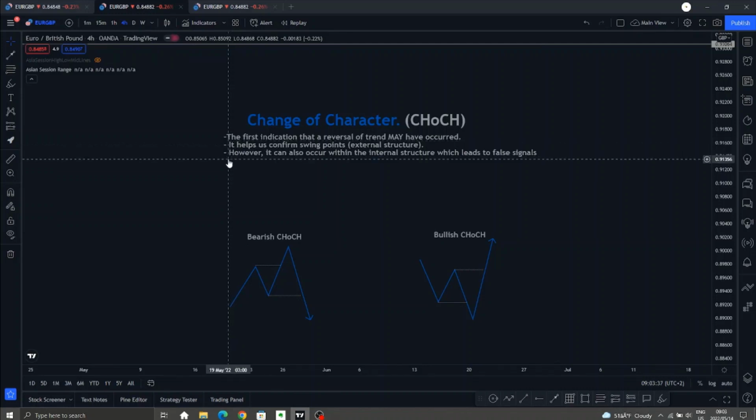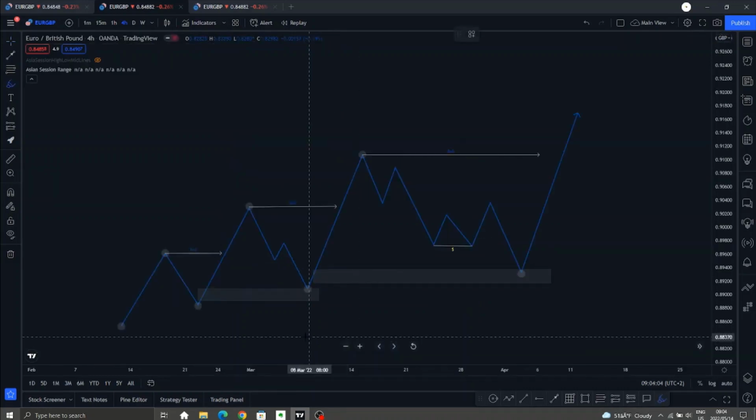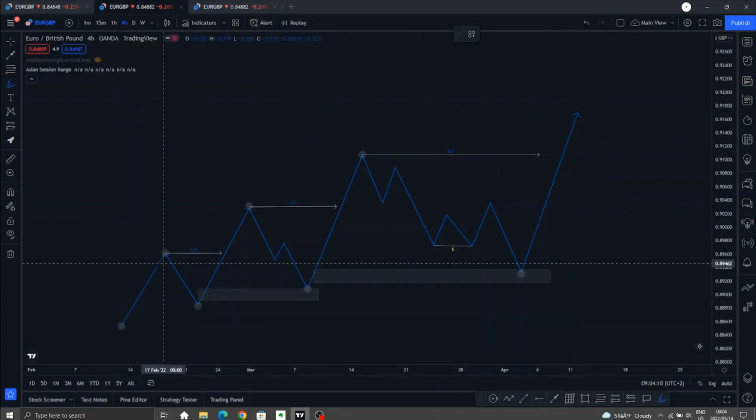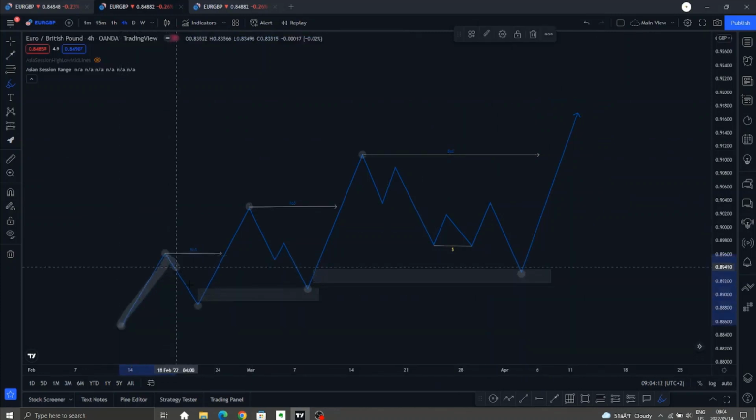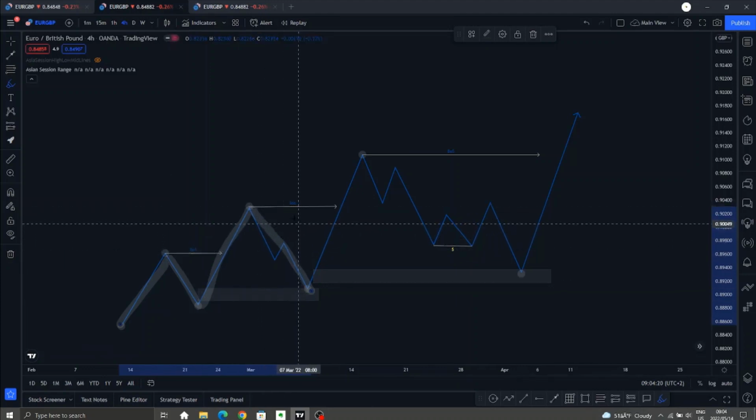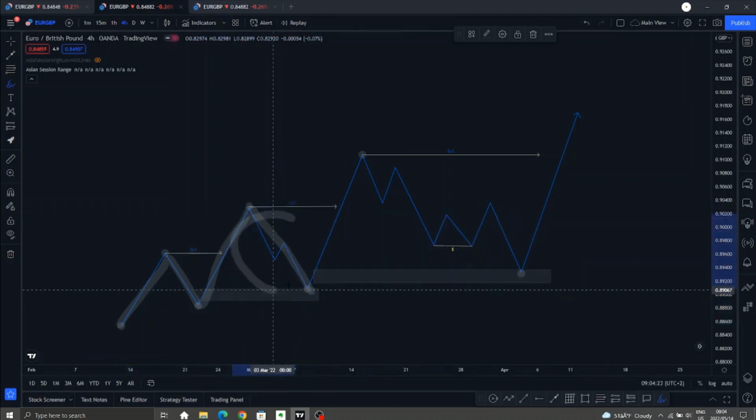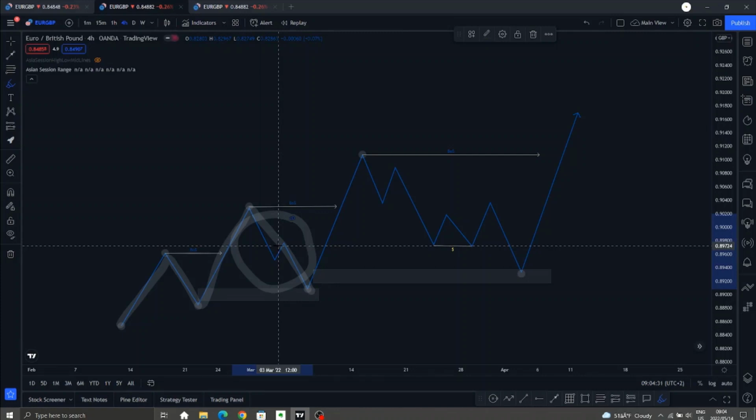It's also important to note that it can occur within the internal structure, and that can lead to false signals. So if I bring you back to this particular diagram, you can see that our external structure would be from swing high to swing low, to swing high, to swing low to swing high. That would be our external structure. But within those swing points, we have what is known as internal structure, which is essentially structure that is seen on lower time frames.